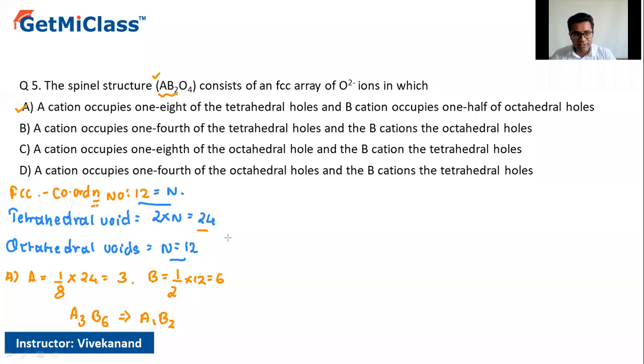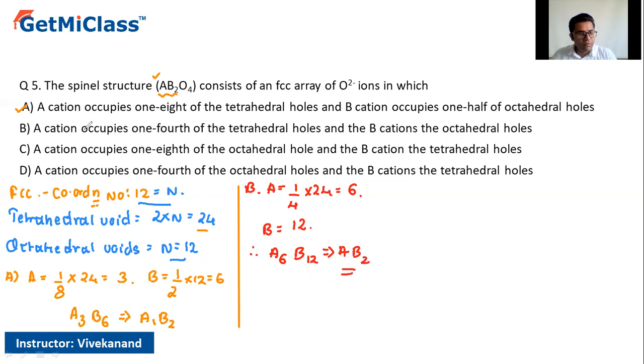But let's observe the next cases also. So when you observe option B, the A cation occupies 1/4 of the tetrahedral voids. Now tetrahedral voids are 24, so in this condition we are going to have 6 atoms of A. At the same time, B occupies all the octahedral voids, so I'm going to have the answer as 12. Therefore A is going to be 6, B is going to be 12, which is AB2 again. So option B is also correct.